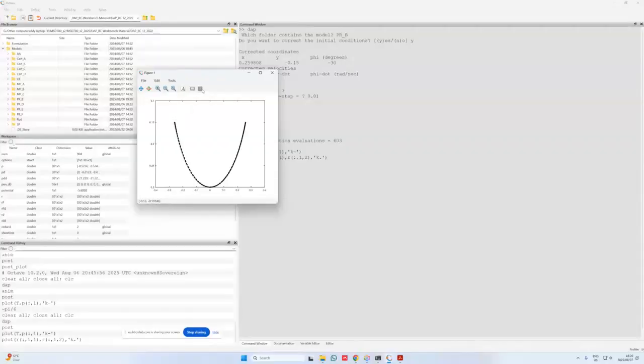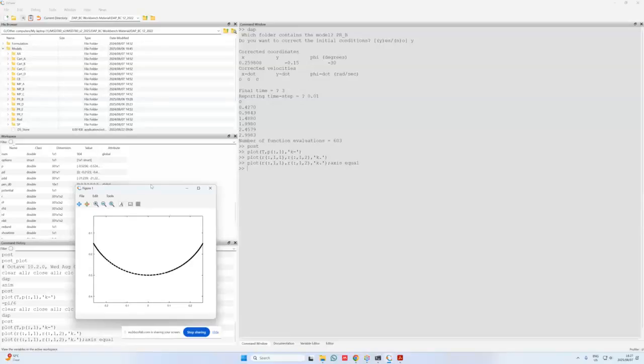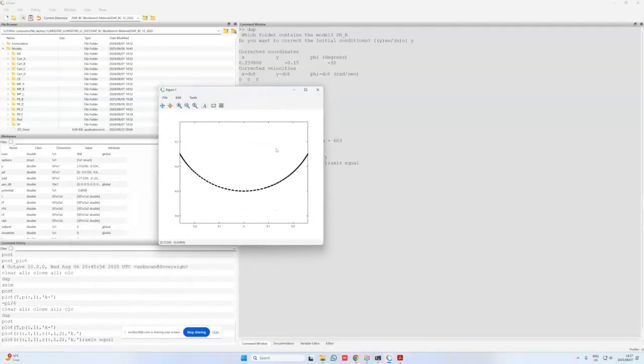It seems to be, in this case, parabolic in nature, but that is simply because the axes have been scaled, and they are not equally scaled. So if I want to improve my results so that I see this sort of semicircle profile that the system is following, I can simply say axis equal, and then this seems to show a better resemblance of the results that I get.